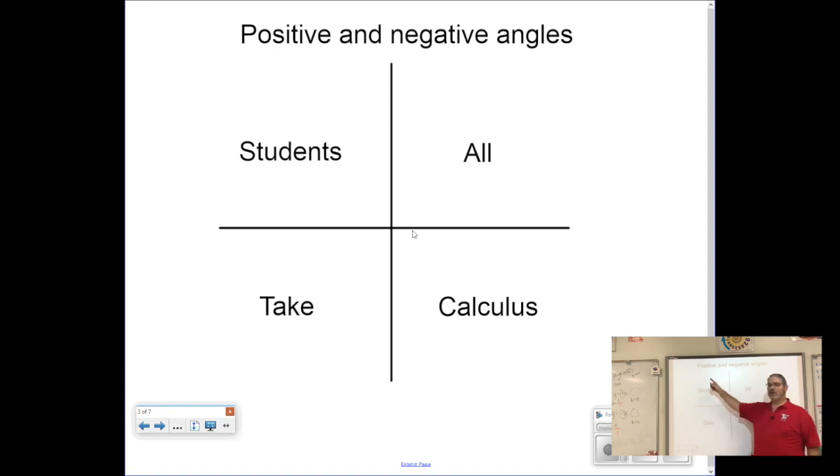In the second quadrant, students, think of sine. Sine is the only one that is positive in the second quadrant. In the third quadrant, the only ratio that is positive is tangent. So take, tangent starts with a T. And lastly, calculus, C stands for cosine. So cosine is the only ratio that is positive here. They're all positive in the first quadrant: sine, tangent, and cosine.